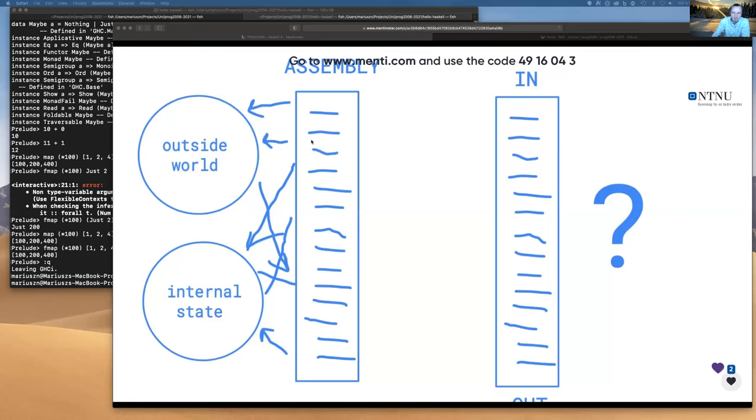But now we see that Haskell can do this. Haskell can do outside world. So how could that happen? How could Haskell be pure and at the same time do outside world effects? It sort of is a bit of a puzzle. So let's leave this question mark here and let's go back to our functor.